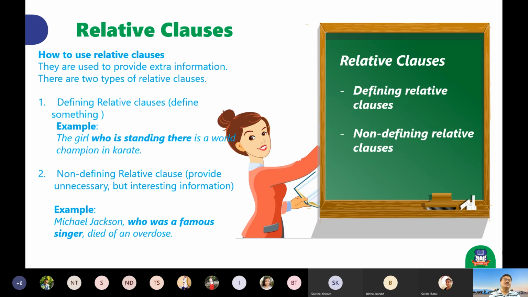In this case we use a non-defining relative clause, and these non-defining relative clauses are separated by comma. Defining relative clauses are not separated by comma. So right now, you just understand that if it is separated by comma, that is a non-defining relative clause, and if it is not separated by comma, this is a defining relative clause. This is a very primary thing, and you just understand this much, then it works.